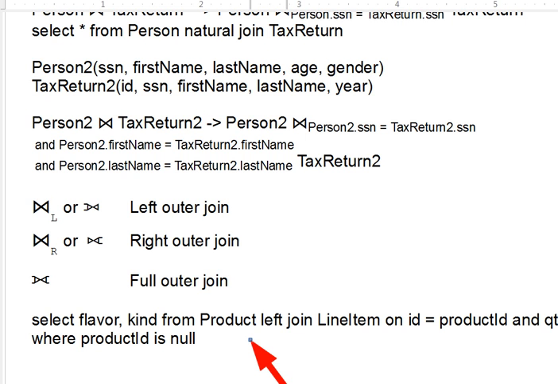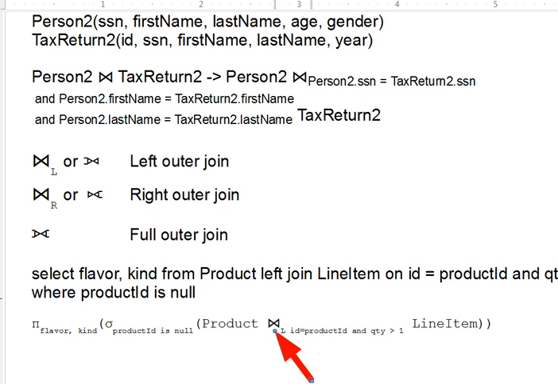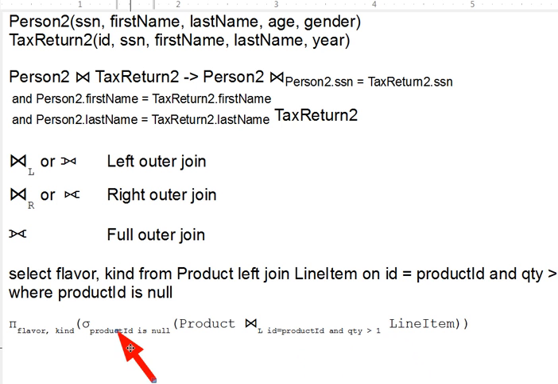You should come up with it kind of working from the inside out. We'll do a left join with that little L subscript, or you could again have used the one with the arms on it, and the condition between product and line item. Selection condition for product ID being null after that, and then finally the projection or select of flavor and kind.